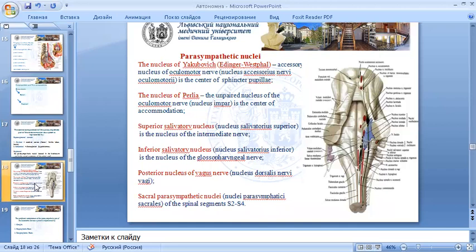In the brainstem, it will be the nucleus of Yakubovich or Edinger-Westphal, or, like all of you know, the accessory nucleus of the oculomotor nerve, nucleus accessorius nervi oculomotori, which is the center of the sphincter pupillae. This nucleus is related to the midbrain, mainly to the tegmentum of the midbrain, which is related to the cerebral crura.